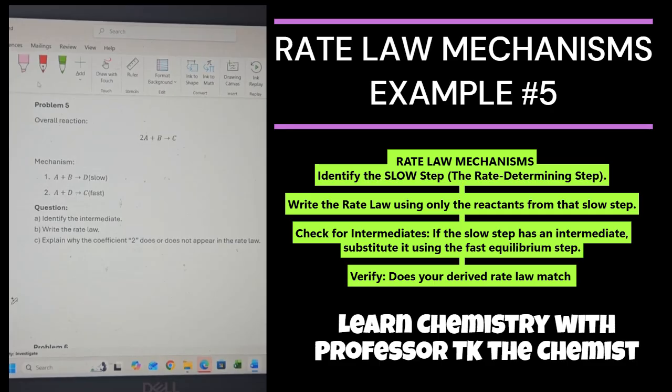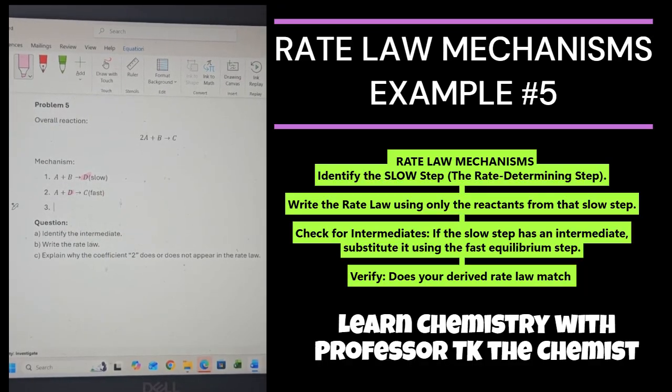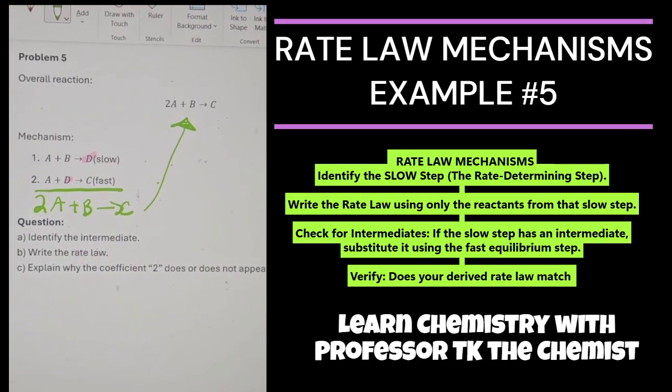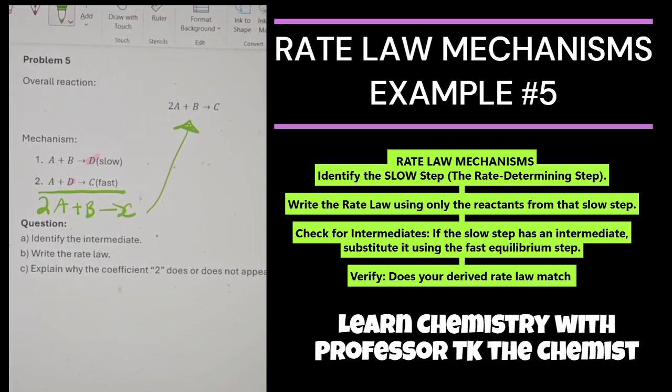Now, how do we do this? We're going to cancel out our D, right? Now, when you add those two together, let me show you. And this is kind of answering the question. When you add these reactants together right here, you see the 1A here and the 1A there. 2A plus B gives you C, which is this overall reaction. So what is the intermediate? The thing that was canceled out, that D. So the intermediate here is the D.